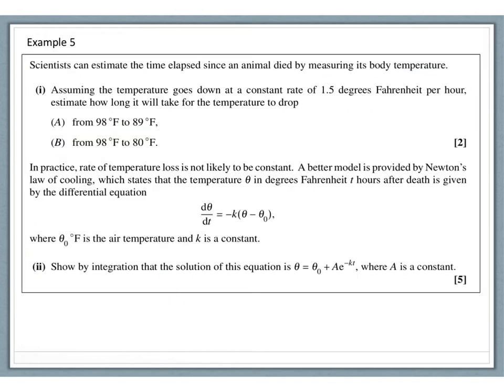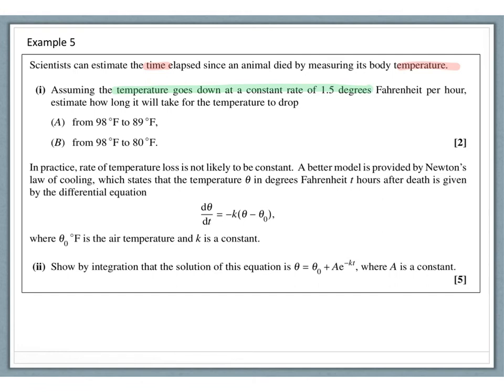So example 5. We are told that scientists can estimate the time elapsed since an animal died by measuring its body temperature. So the question has variables of time and temperature. Assuming the temperature goes down at a constant rate of 1.5 degrees Fahrenheit per hour, estimate how long it will take for the temperature to drop from 98 degrees to 89 degrees, and 98 degrees to 80 degrees.